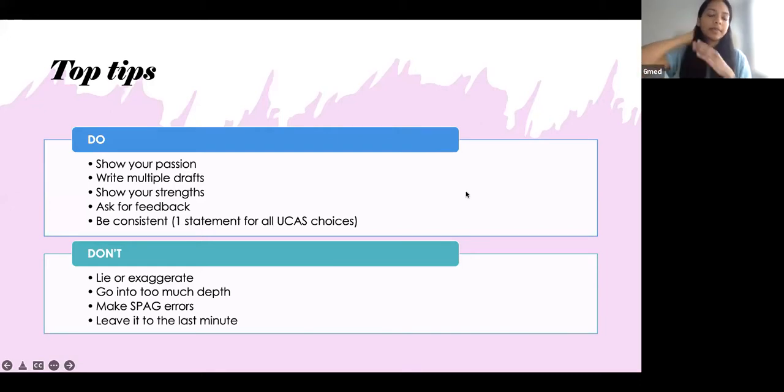So top tips for your personal statement then. The things that you should do is show your passion in your personal statement and write lots of drafts and ask multiple people to check them. But at the same time, don't go overboard, because if you ask too many people and all of those people give you different things to work on, it might end up being somebody else's personal statement and not your own. So make sure to pick the right people to check your personal statement drafts so that they can give you good feedback, and also suggest what else you could have added that you might have missed.